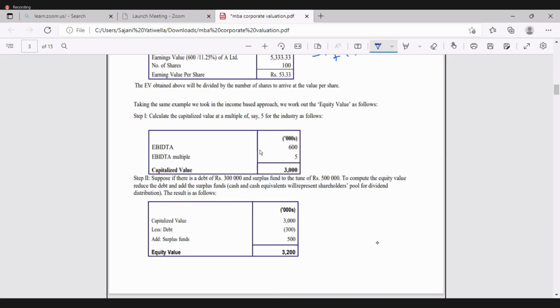Then each year, we generate company profit 600,000. If the multiple is 5 times, then 600,000 divided by 5. It means that if the particular company's annual earnings are so, and if you invested in this business and within a 5-year period, you can recover your total investment, then you can say your multiple is 5 times. Company earnings is per year 600,000. We take a 5-year period. Then company value becomes here 3,000.